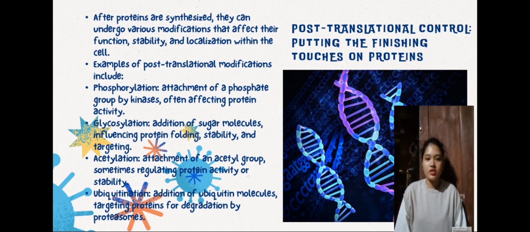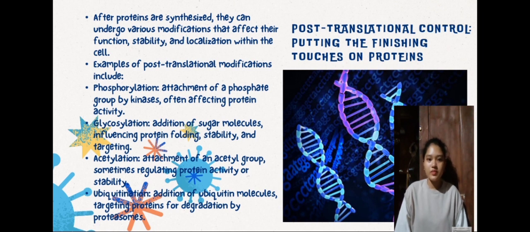Post-translational modifications act like the finishing touches on the sculpture, shaping the protein's fate. These modifications can be diverse. Phosphorylation, the addition of a phosphate group by enzymes called kinases, is a common modification that can activate or deactivate a protein. Imagine a protein with an off switch. Phosphorylation can flip the switch to on, allowing it to perform its function. Conversely, removing the phosphate group, or dephosphorylation, can turn the switch off.